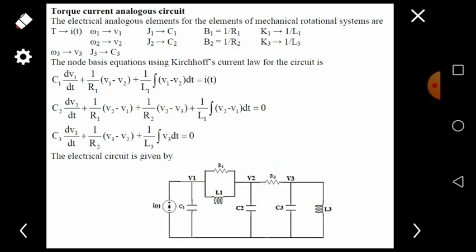Okay, after that the elements belonging to node 1, that is V1, are connected in parallel with V1, and the elements that belong to node 2, that is V2, are connected in parallel with V2, and the elements that belong to node 3, that is V3, are connected in parallel with the V3 node.